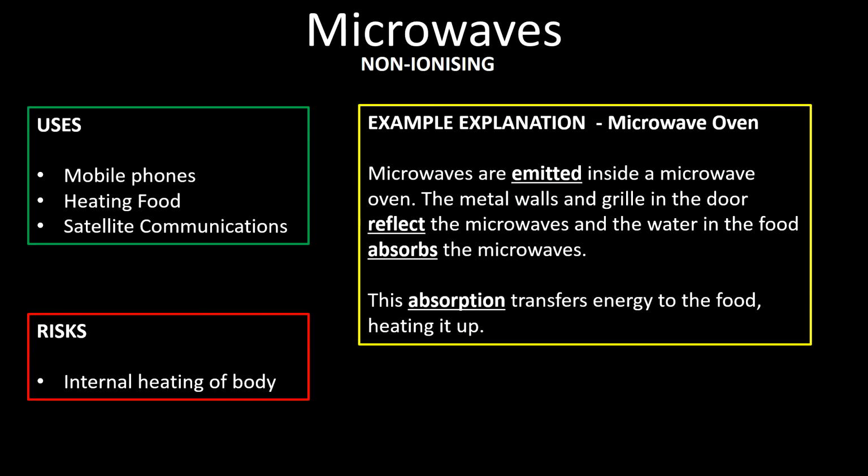Use microwaves rather than radio waves for satellite communications because radio waves tend to be reflected by the upper atmosphere, so they wouldn't be able to get through to the satellites. And the risks here: internal heating of the body. This is really only for microwaves that are the very specific frequencies used in a microwave oven.